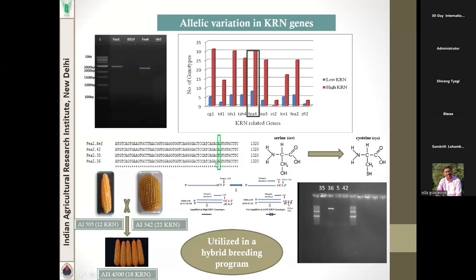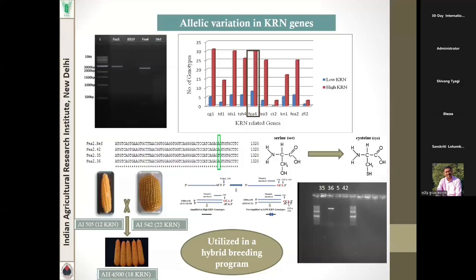So using this, we developed polymorphic, allele-specific markers, and these markers are further utilized for identification of these genotypes and also for hybrid breeding. So this is our understanding with respect to kn genes, the kernel row number genes. Our main topic is cob length.